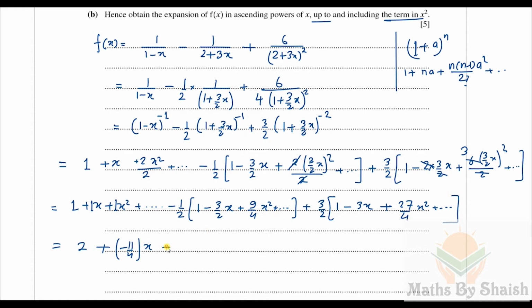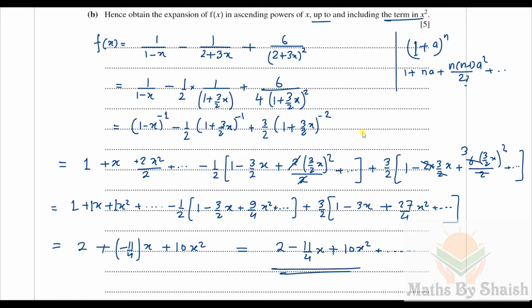So if we simplify, it is going to be 10 x square. So we got the final answer as 2 minus 11 by 4 x plus 10 x square, and so on. We don't want to write that. So this is the expansion of f(x) up to and including the term x square. I hope it is clear.